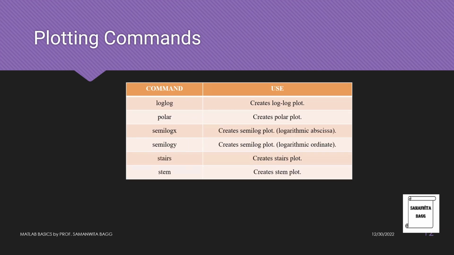Bar creates a bar chart, log will create a log plot, polar will create a polar plot, semilogx will create a semilog plot along the logarithmic abscissa, the x-axis, and semilogy will create along the ordinate, that is the y-axis. Stairs creates a stairs plot and stem creates a stem plot. So we will take up a particular session on these commands wherein I'll plot and show you various types of graphs. So with this I end the session.